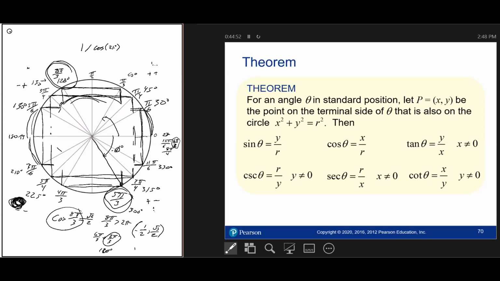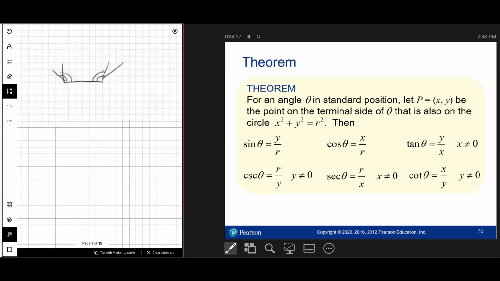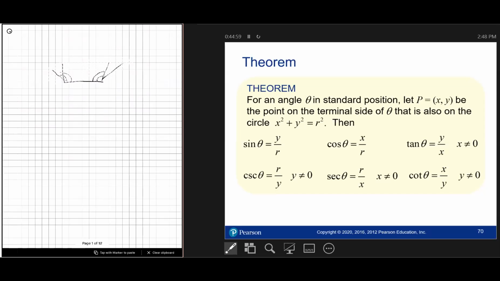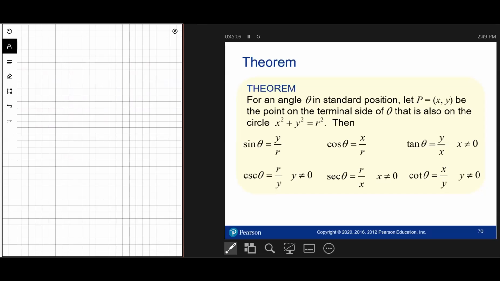Now, with the unit circle, we're dealing with the equation of the circle, which is x squared plus y squared equals 1, because the radius of the unit circle is 1 unit. So 1 squared is 1.